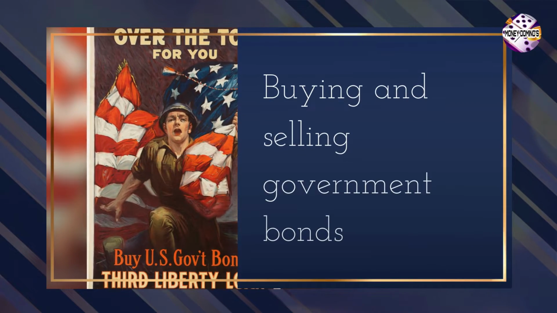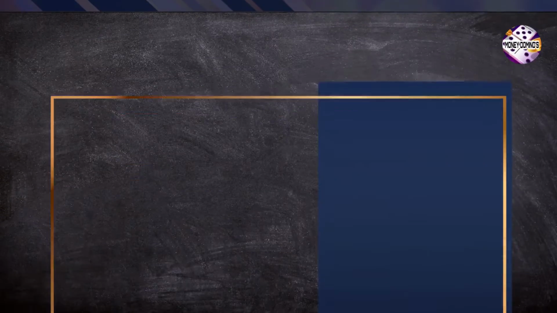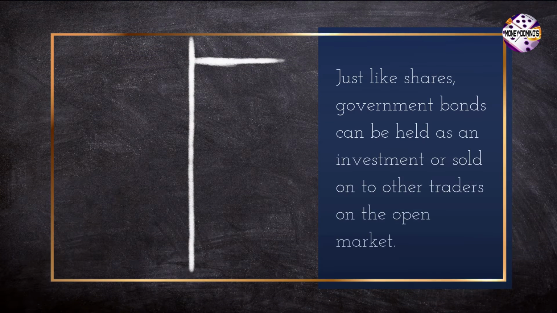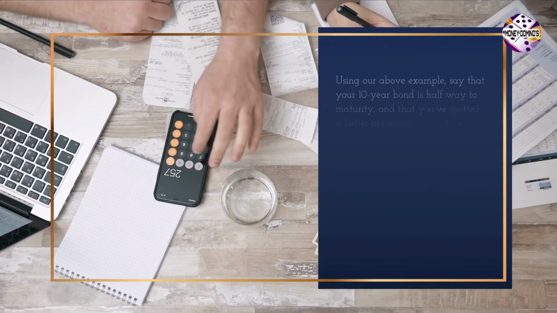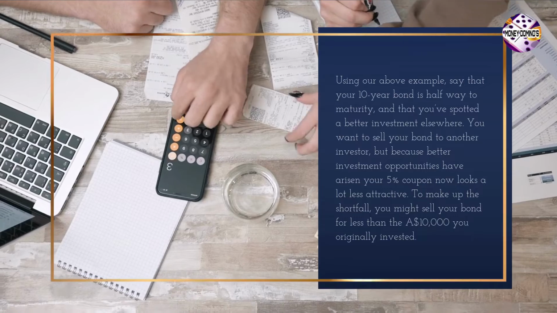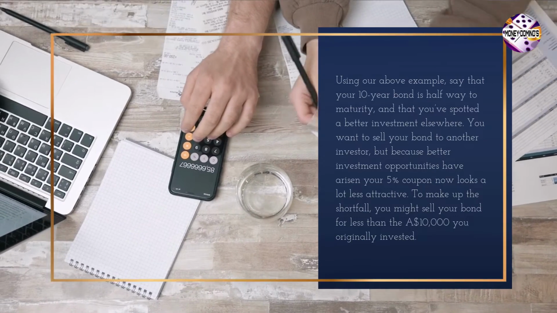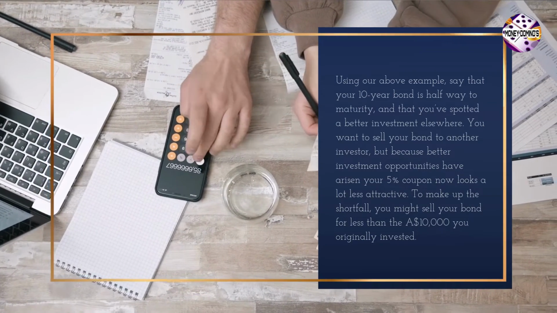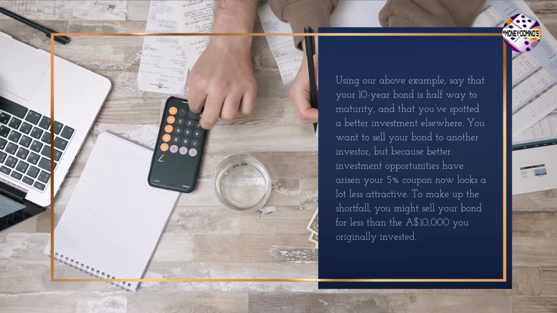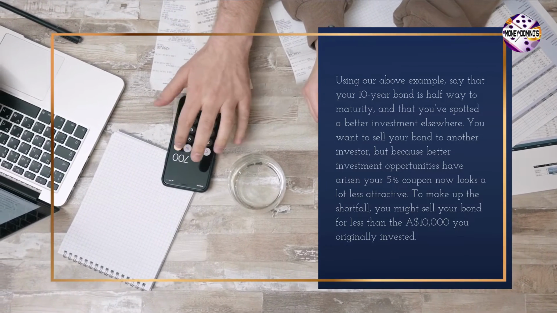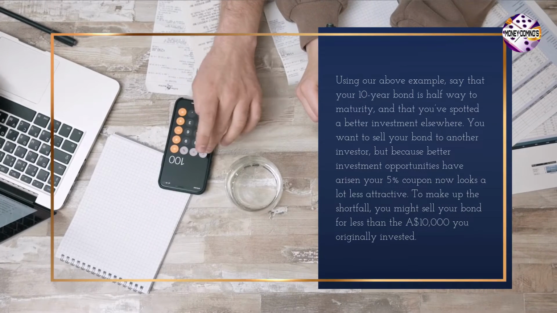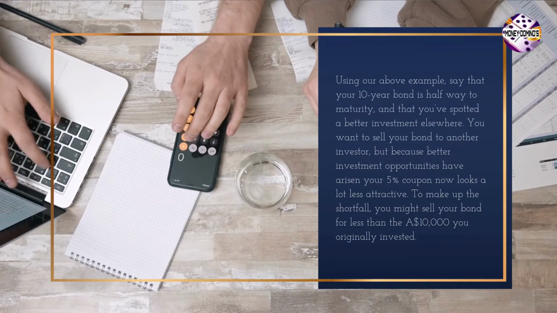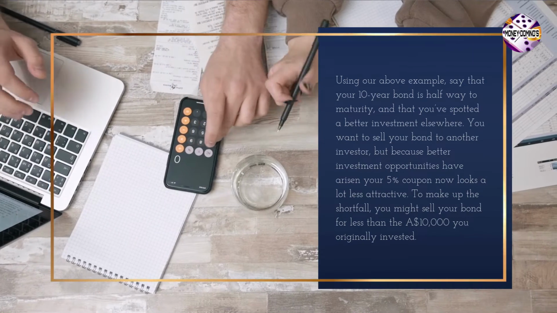Buying and selling government bonds. Just like shares, government bonds can be held as an investment or sold onto other traders on the open market. Using our above example, say that your 10-year bond is halfway to maturity, and that you've spotted a better investment elsewhere. You want to sell your bond to another investor, but because better investment opportunities have arisen, your 5% coupon now looks a lot less attractive. To make up the shortfall, you might sell your bond for less than the 10,000 Australian dollars you originally invested.